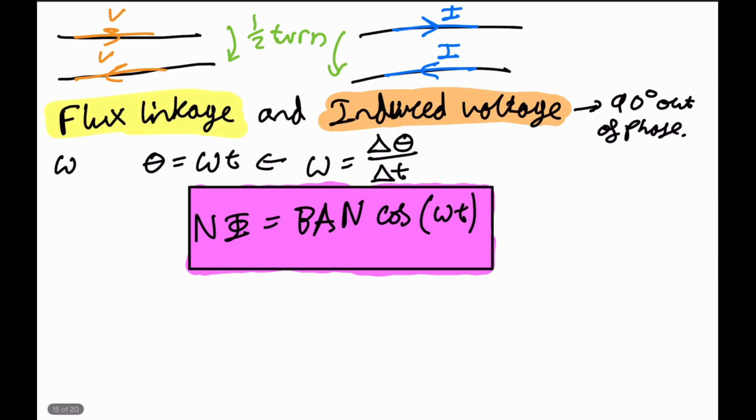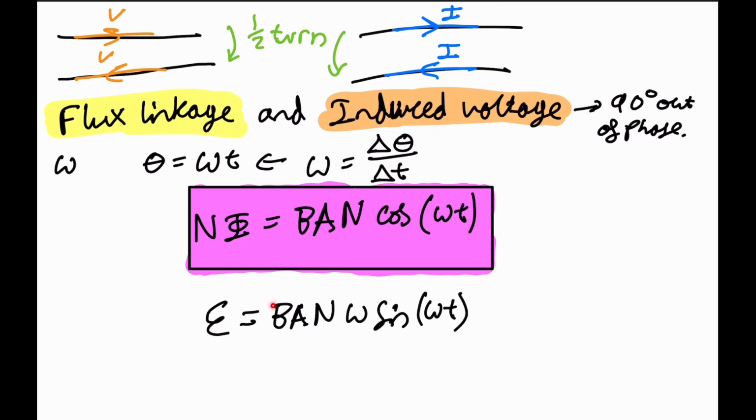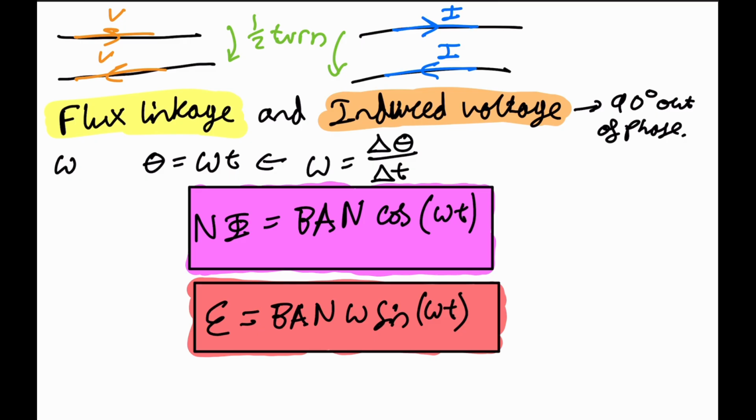So our EMF would be equal to BAN times omega sine omega t, which is basically a differentiation if you do A-level maths. And this is because epsilon is equal to the change in flux linkage over the change in time. I normally use delta, but I'm using d in this case because it's a derivative. You don't really need to know this. You don't really need to know derivatives for A-level physics.